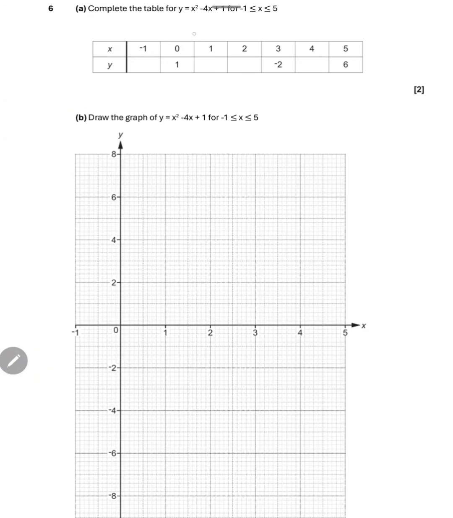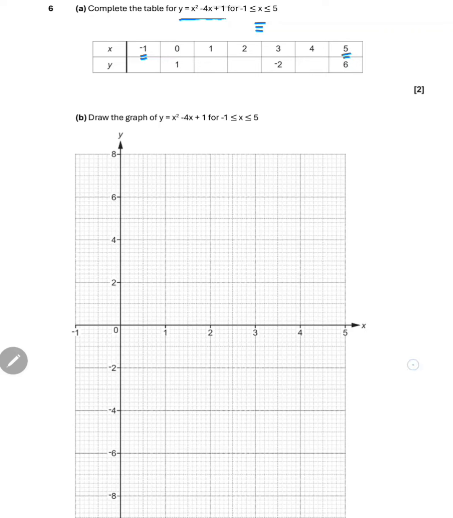Question 6, we've got a table to complete for y equals x squared minus 4x plus 1. Don't be put off by this notation here. It's just saying your x goes from minus 1 up to 5. Just ignore it if you don't like it. It's just saying look at your table. That's what x values you're using.